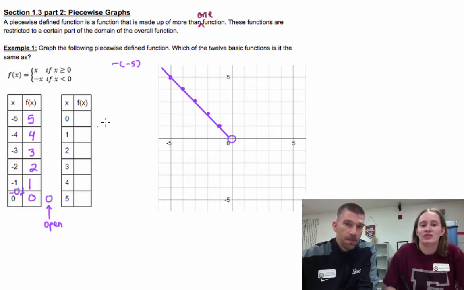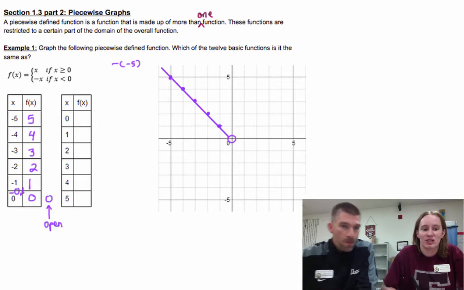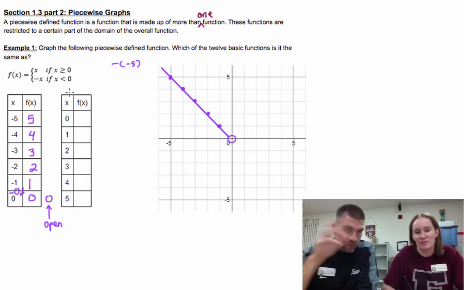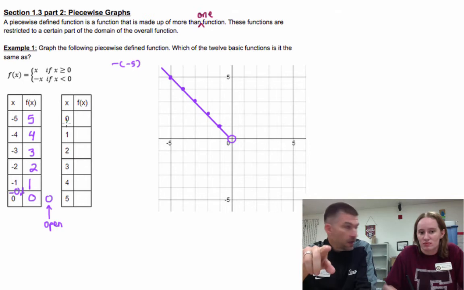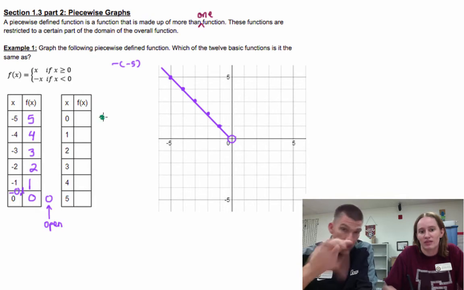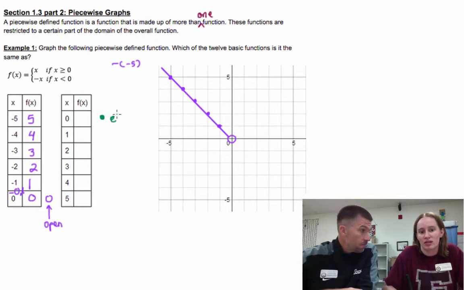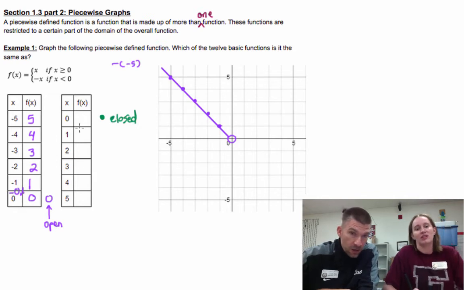Okay, now let's switch to the other function. Let's make this be moss, which is green. So now, but look here. This is greater than or equal to 0, which means that we can actually use this point. So whatever we plug in for 0 now, that's closed. Okay, so plug in 0 to x and you get 0.